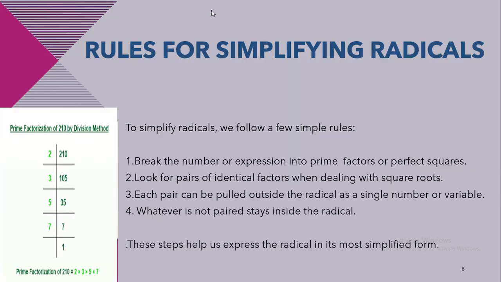Now, rules for simplifying radicals. To simplify radicals, we follow a few simple rules. First rule: break the number or expression into prime factors or perfect squares. Look for pairs of identical factors when dealing with square roots. Each pair can be pulled outside the radical as a single number or variable. Whatever is not paired stays inside the radical. These steps help us express the radical in its simplest form.